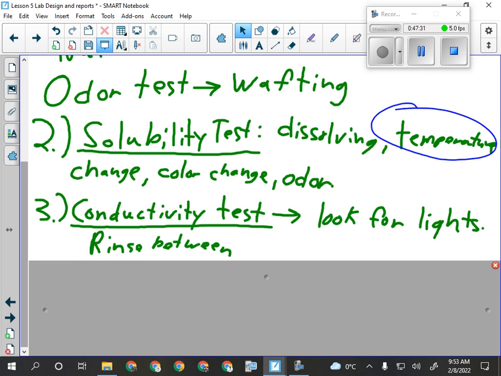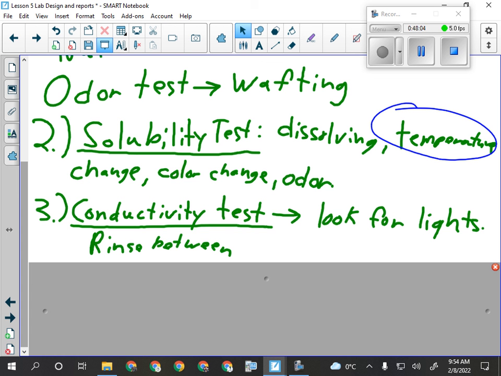So you're going to look for the lights, rinse in between. What test should I do last? I showed you how you would do it. It involved this little vial. How acidic it is? pH test.